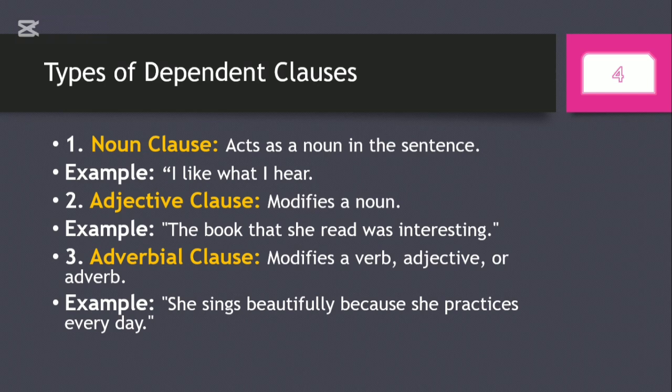An adverbial class is also equal to the definition of the adverb. It modifies a verb, adjective or another adverb. Example: she sings beautifully because she practices every day. She sings beautifully is an independent class, and because she practices every day is the dependent class. This dependent class describes the verb. She sings beautifully. Why does she sing beautifully? Because she practices every day.